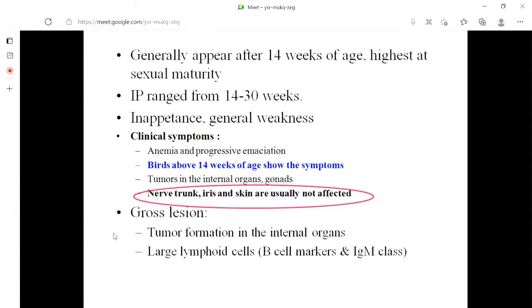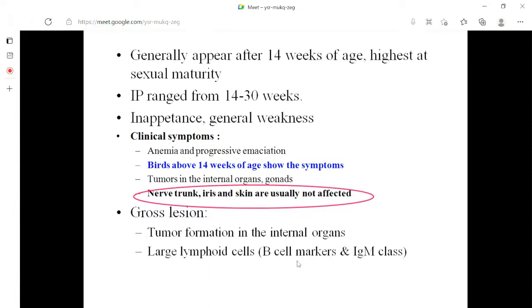of Marek disease. If we remember, in the DNA virus infection of the herpesviridae, the Mardi virus that causes Marek's disease, which is also a tumorigenic viral infection in poultry, one of the frequent outcomes is nerve infection, bilateral or unilateral, infection of the sciatic nerve, iris, and skin. These things are absent in avian leukosis, right?